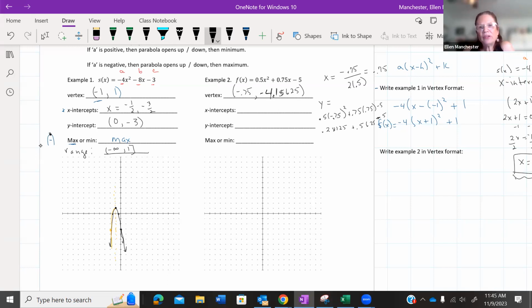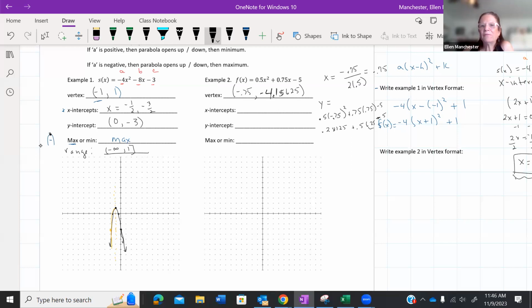So notice I just did the exact same thing that I did first. I found my x value by using the vertex formula, negative b over 2 times a. And then I took that value and I plugged it back into the original function. Okay, and it's just calculations. That's all it is. It's being able to use your calculator, doing order of operations.